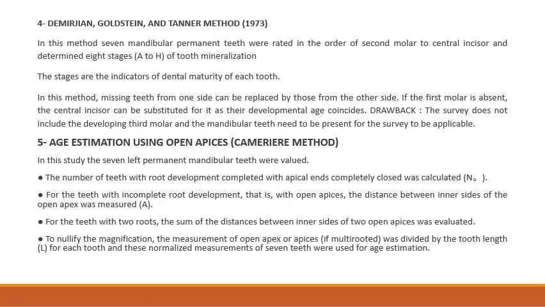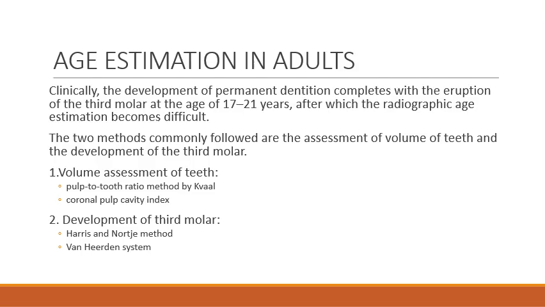The next is Cameriere method. In this method, 7 left permanent mandibular teeth were evaluated, and the number of teeth with root development completed, with apical ends completely closed, was calculated. For the teeth with incomplete root development, that is with open apices, the distance between the inner sides of the open apex was measured. For teeth with 2 roots, the sum of the distances between the open apices was evaluated. To nullify magnification, the measurement of open apex or apices was divided by the tooth length for each tooth, and these normalized measurements of 7 teeth were used for age estimation.